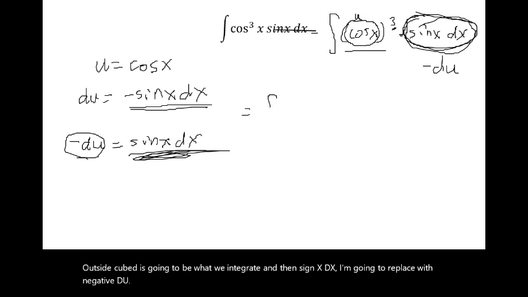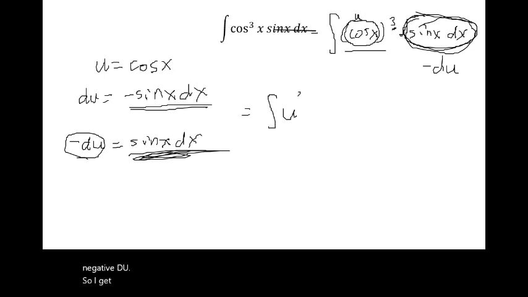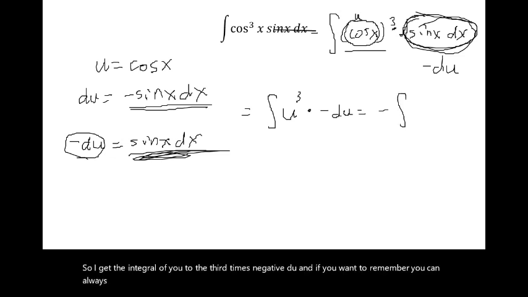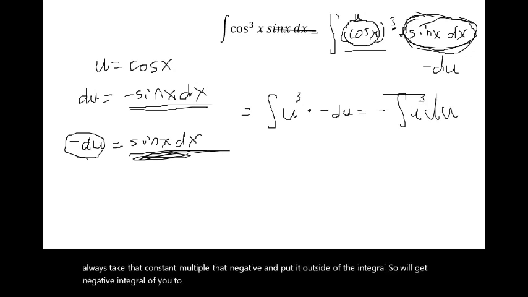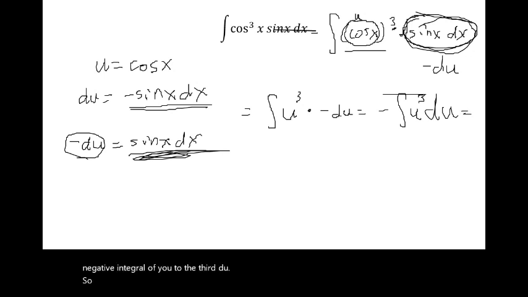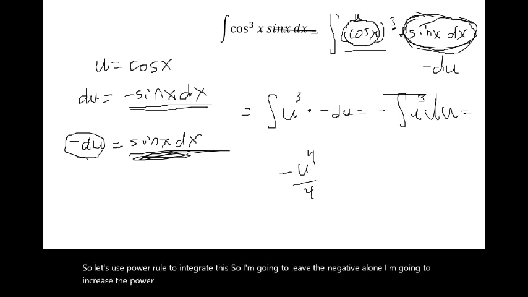So I get the integral of u to the third times negative du. And if you want to, remember you can always take that constant multiple, that negative, and put it outside of the integral. So we'll get negative integral of u to the third du. So let's use power rule to integrate this. So I'm going to leave the negative alone. I'm going to increase the power by 1, divide by the new power. It's indefinite, so I need a plus c.